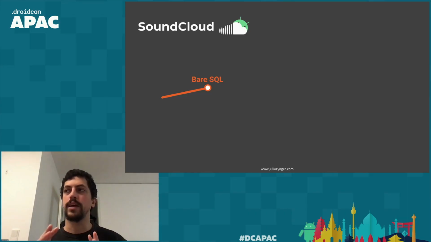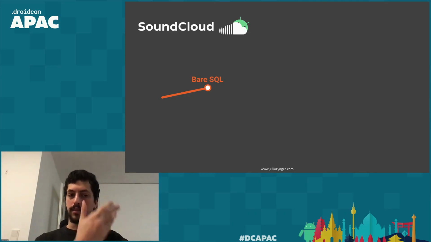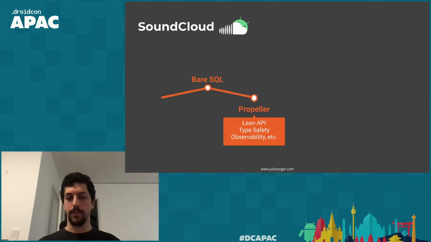Our code was very much based on observability, right? This reactive paradigm and reactive mindset, so that when something changes in your data source, your UI reacts to that and updates the screen accordingly. The SQL APIs didn't really give us that feature, and for that reason, we started developing internally a library that wrapped the SQL APIs to provide that observability factor. We called the library Propeller.